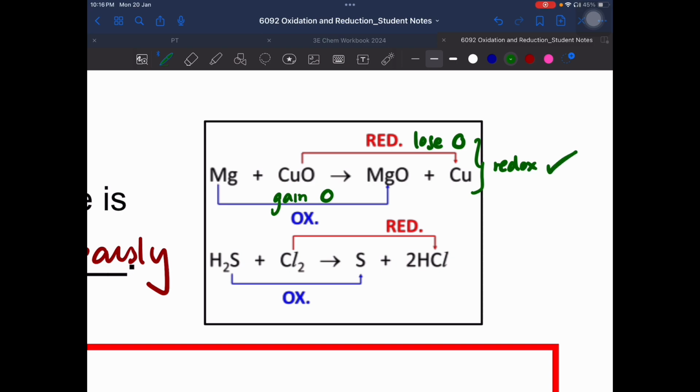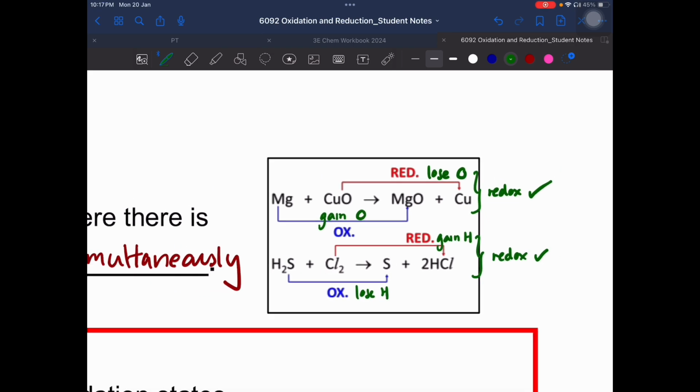Likewise for the second one in the box. H2S went through oxidation because we know that this is a loss of hydrogen. Chlorine went through reduction because we know that this is a gain of hydrogen. So together, since both happen, therefore this is a redox reaction.